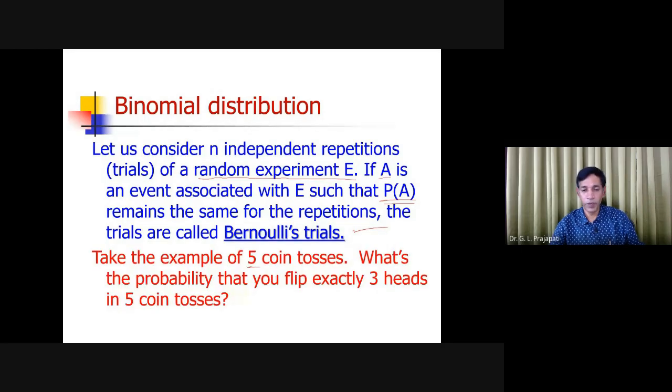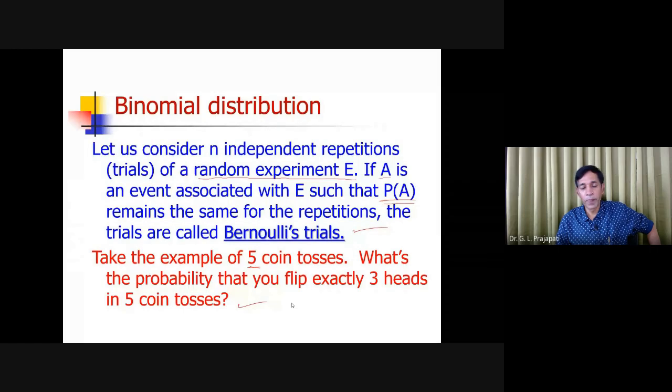So if you have 5 coin tosses, what is the probability that you get exactly 3 heads in 5 coin tosses? You can determine it. How many times have you tossed the coin? 5 times. And in the 5 coin tosses, you need to determine the probability that you have observed 3 heads.